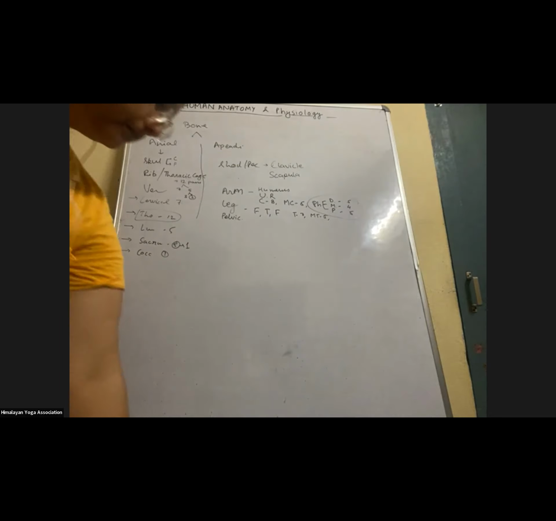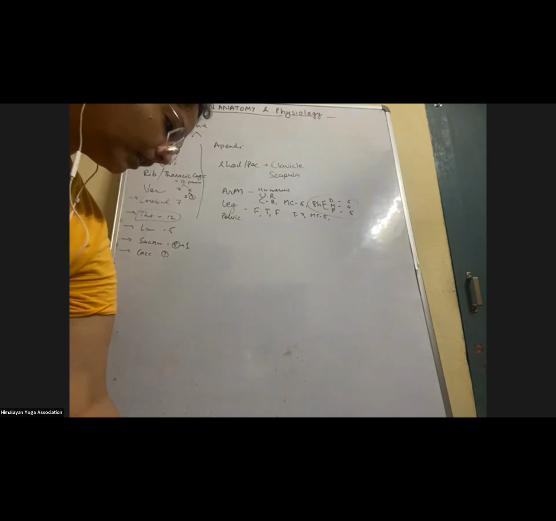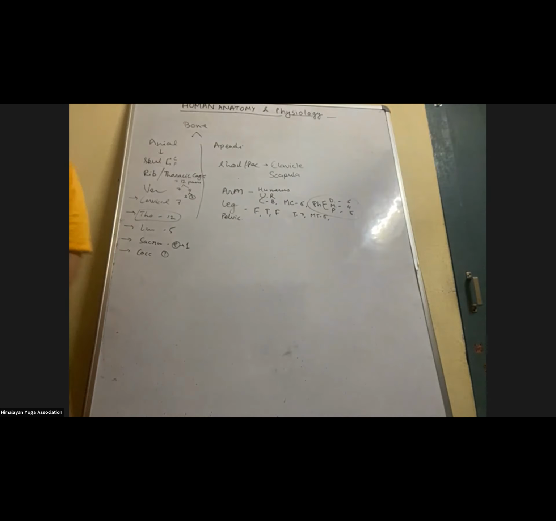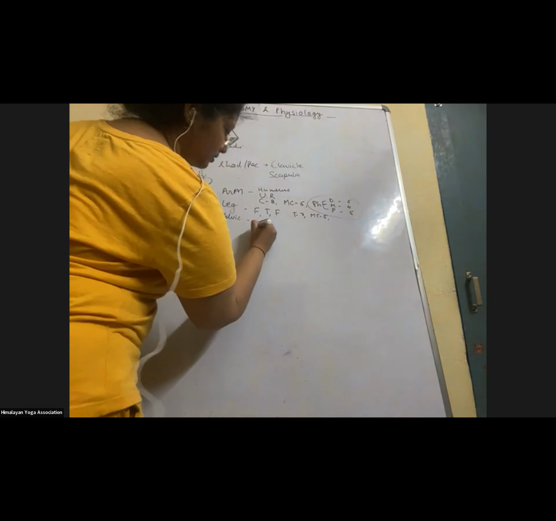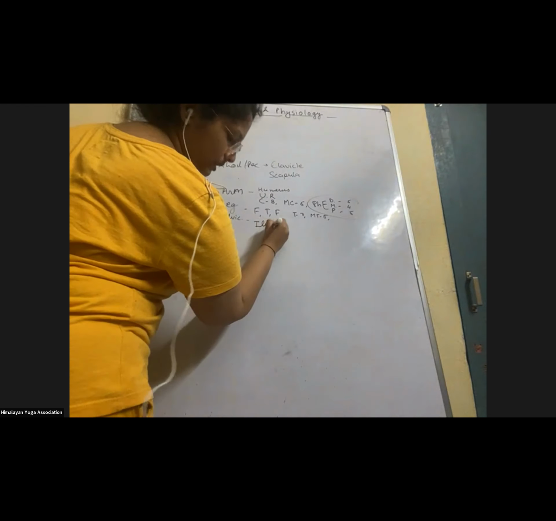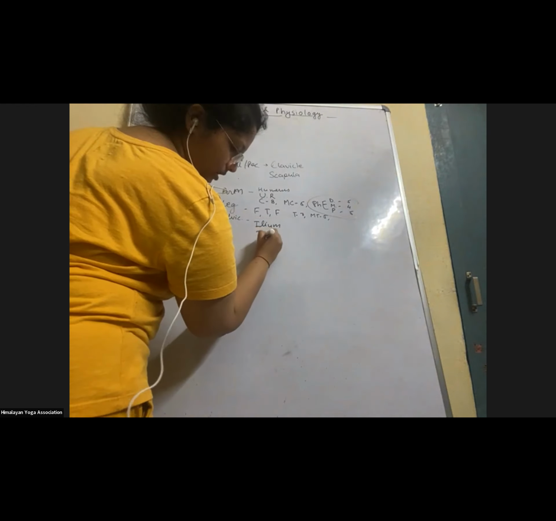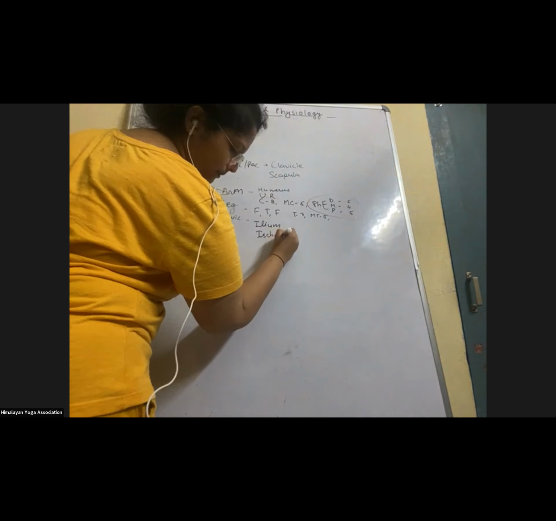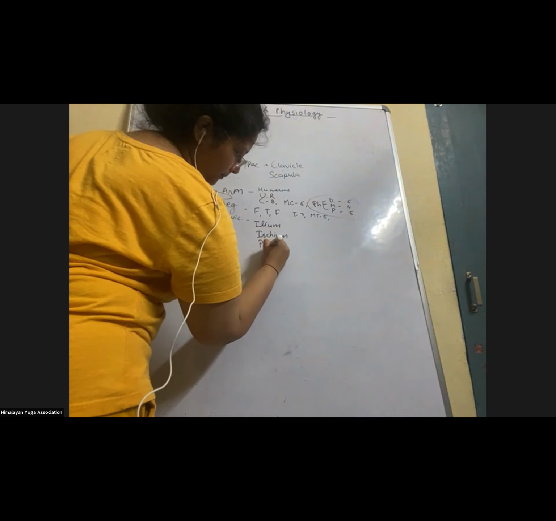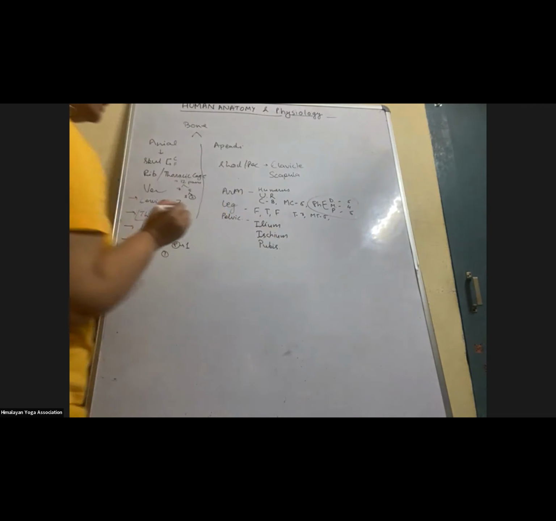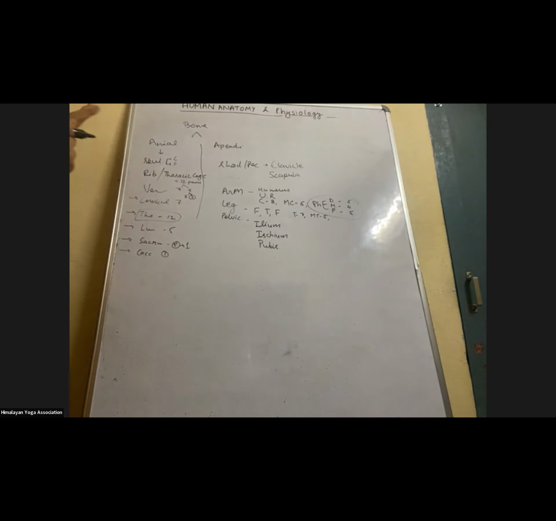Then we have the pelvic girdle. In the pelvic girdle, we have ilium, ischium, and pubis. Okay. So this we covered.